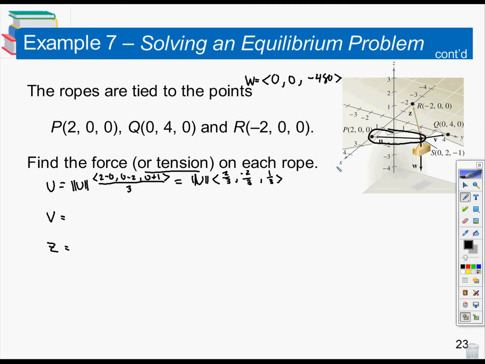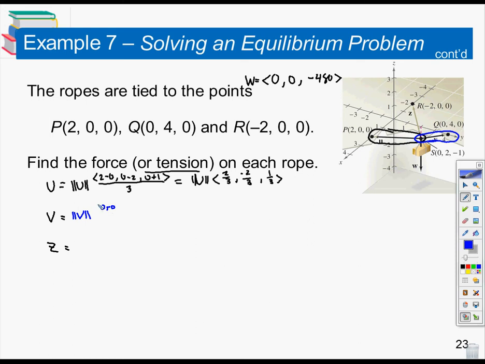Alright, so now we're going to do the same thing for v and z. I'm going to change color so it doesn't get too confusing. So v is going to be this one over here. Alright, so I'm going to say it's going to be the magnitude of v. And then I got to start making the components. So it's going to be 0 minus 0.